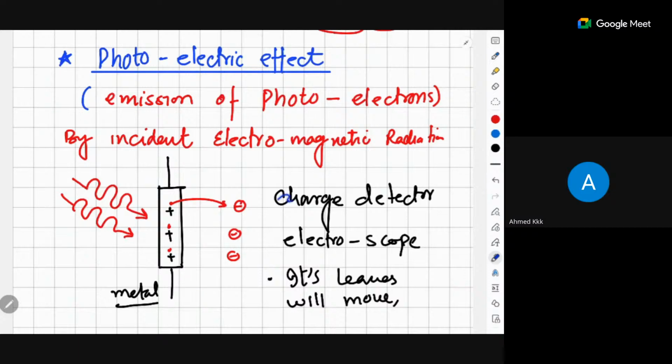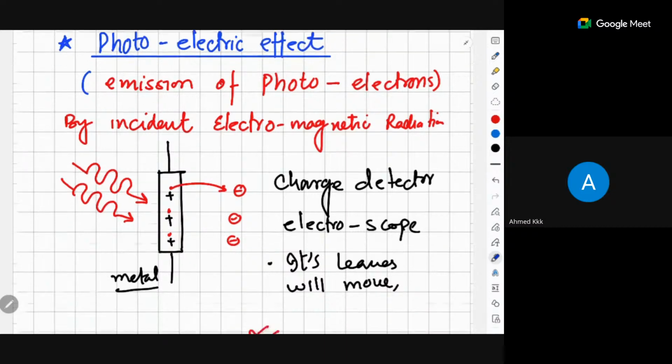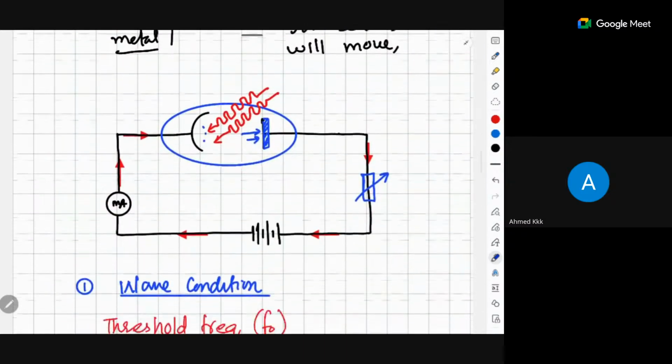Right? The photo emission has several concepts. There are several types of detailed notes I have on this. These are the short version of the notes. So actually, you know what happens? This is the metal, and once the photons are incident on this metal, the electrons will be knocked out, and the remaining metal will be positively charged. And when I bring any charge detector closer to it, then what will happen? That charge detector will consider that, oh yes, there is a charge over there.